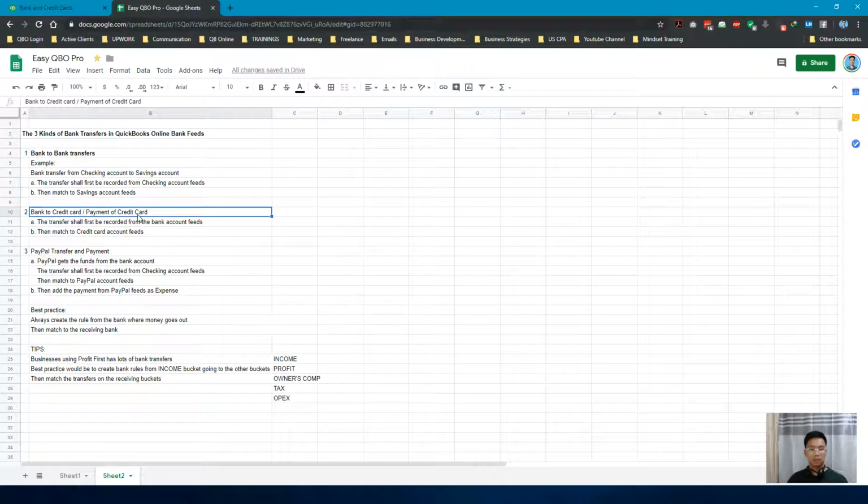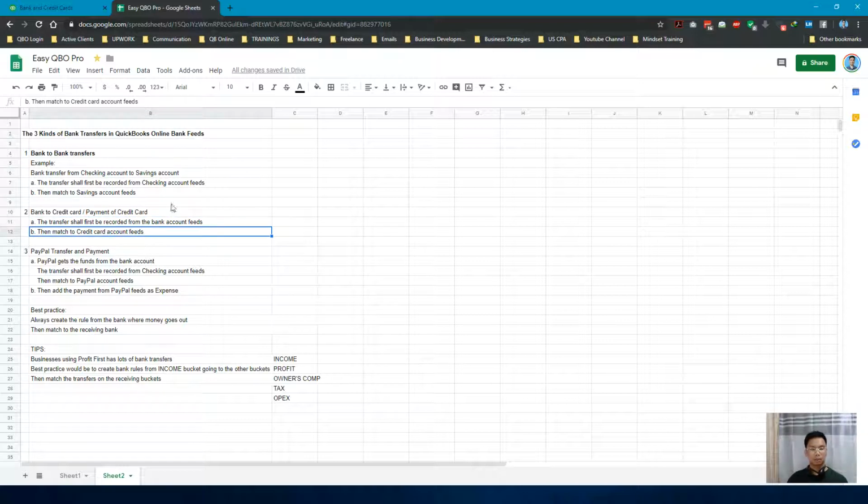The second one is bank to credit card or payment of credit card. It usually says payment thank you from the credit card feeds, while on the bank feeds it usually says payment to credit card, or depending on the name of the credit card, the name will be mentioned, like Amex payment, things like that. So in order to record that properly, we need to first record the transfer from the bank, and then match it to the credit card feeds.